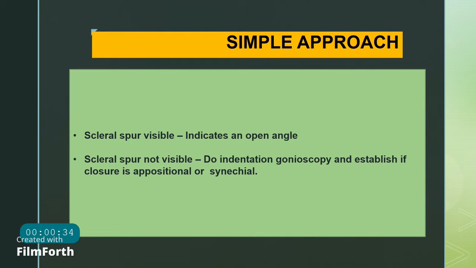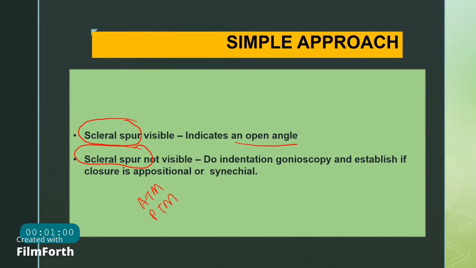A very simple approach to gonioscopy is that whenever you do a gonioscopy, if you see the scleral spur, that indicates that it's an open angle. And if you do not see a scleral spur, maybe you are seeing only the anterior trabecular meshwork or the posterior trabecular meshwork, then what do we do? We will do an indentation gonioscopy, and then we will establish if the closure is appositional or synechial.